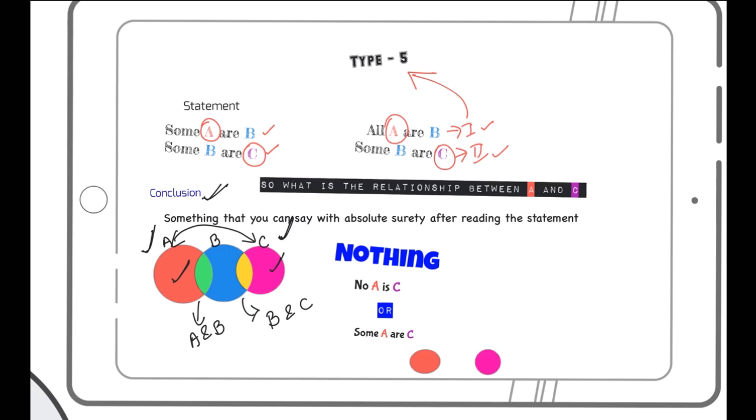Okay, now A and C are what? They are two separate quantities. If this is my A, this is my C. So what can happen? Either they are separate like this, or they'll just overlap like this. Okay, so either they are separate or they overlap.